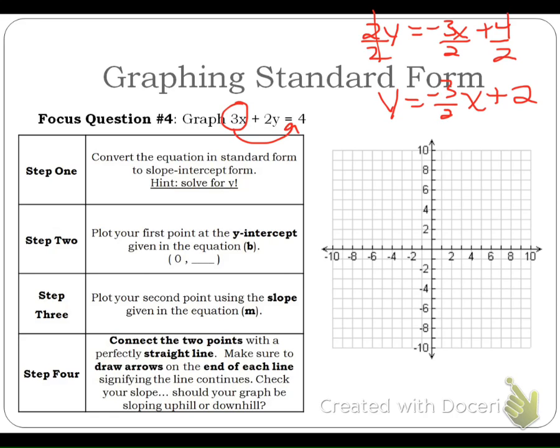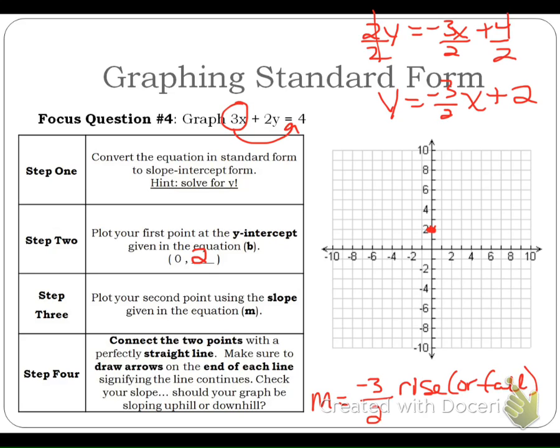What is your y-intercept? Because that's where you need to begin. Always begin with your b value. Our b value is 2, so the y-intercept is (0, 2). You plot that point right there. Make sure it's on that y-axis and not the x-axis. And then you use your slope. Our slope is equal to negative 3/2, which is the rise or fall. Is this a rise or a fall?